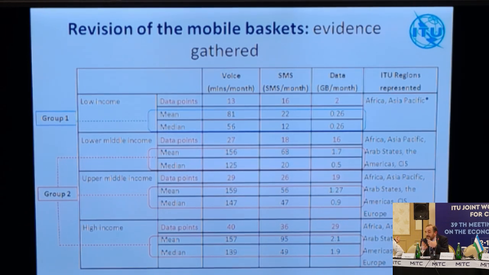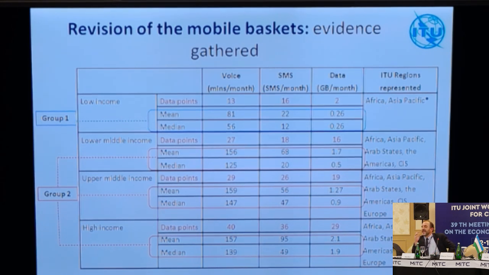Hence, thanks to this empirical exercise, it was kind of easy to define baskets, low and high consumption baskets, so that we could be confident we were representing more or less the whole world. So that was very interesting.